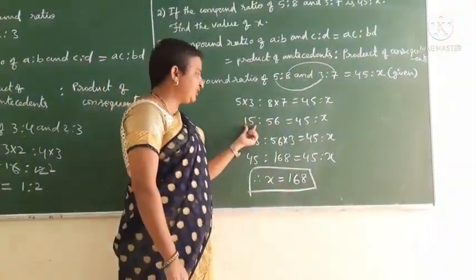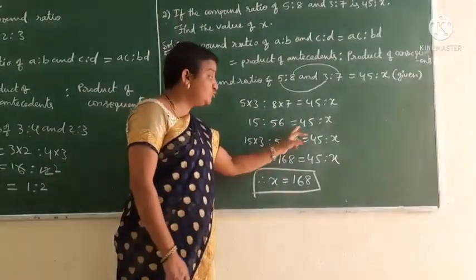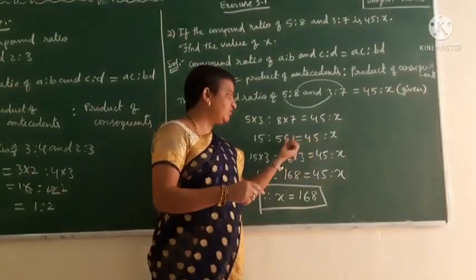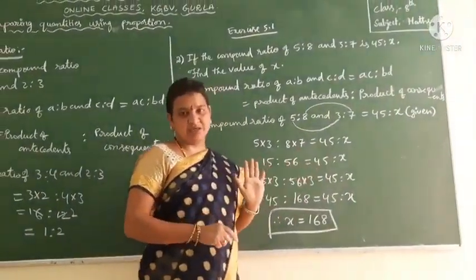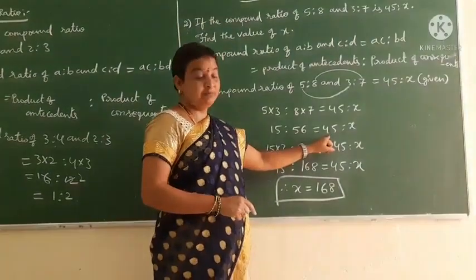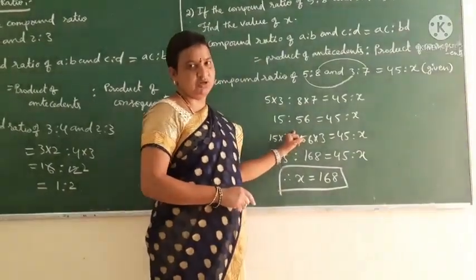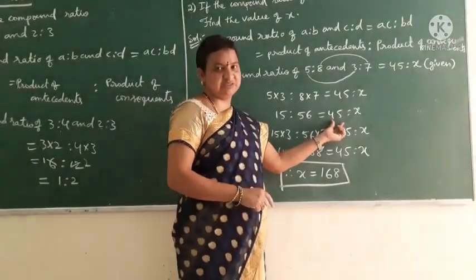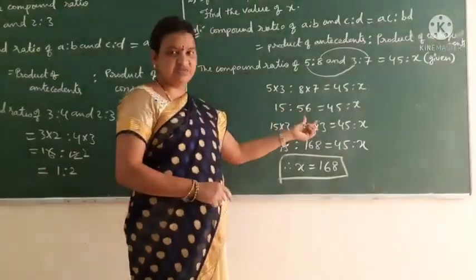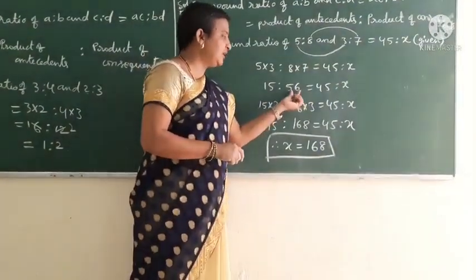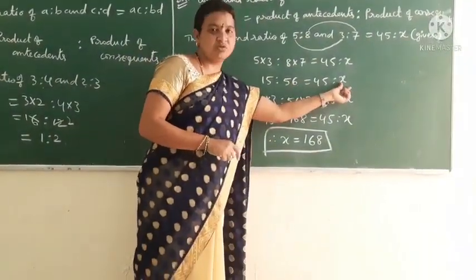But here the first terms are not equal. If two ratios are equal, the first terms must be equal and the second terms must be equal. But in these ratios, the first terms are not equal, though the two ratios are equal. So we have to equalize the first terms. If you equalize the first terms, similarly the second terms will also be equal.